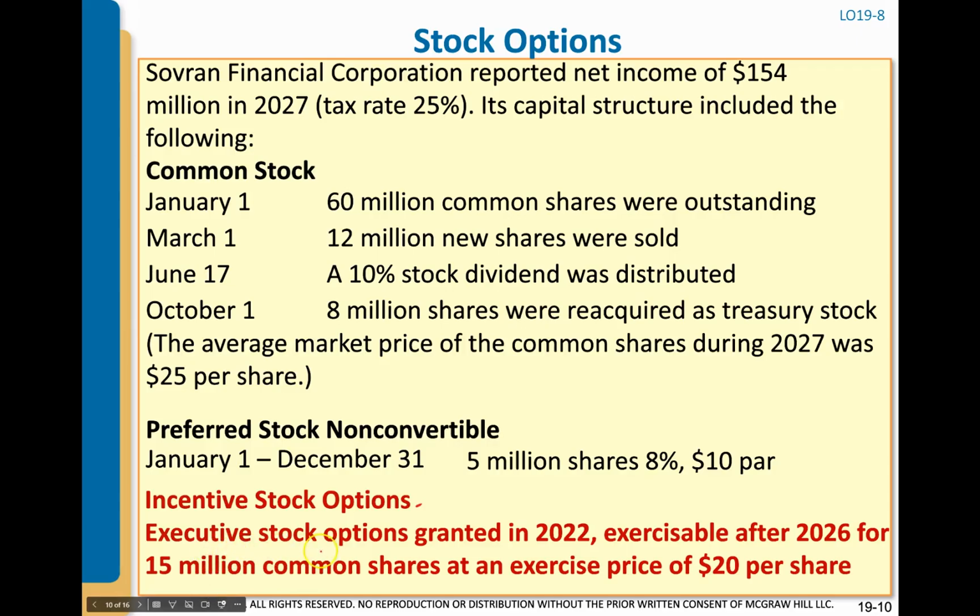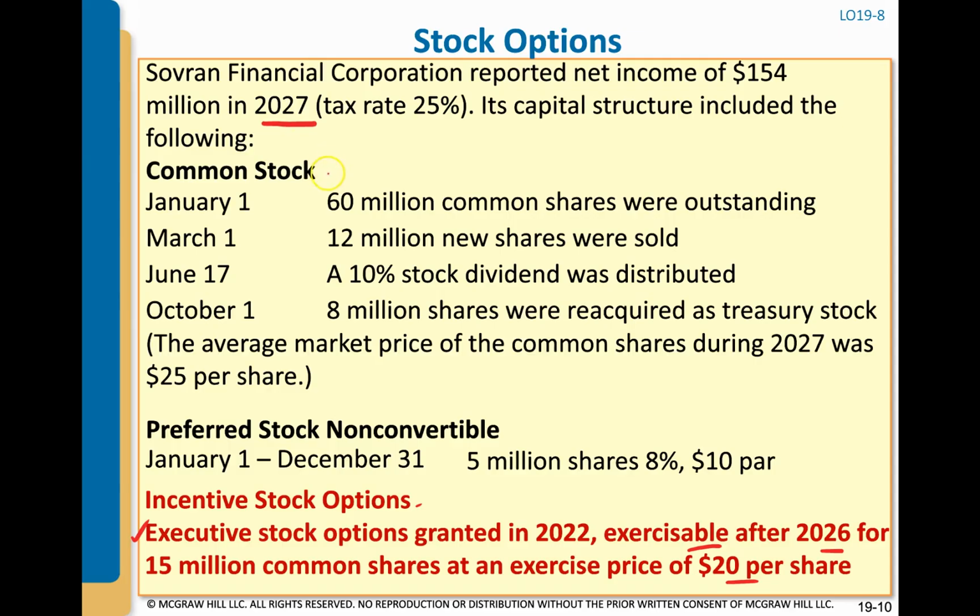An executive stock option was granted in 2022, exercisable after 2026 for 15 million common shares at an exercise price of $20 per share. So now this company also granted stock options, and they vested, meaning they're exercisable after 2026, and we're talking about 2027.